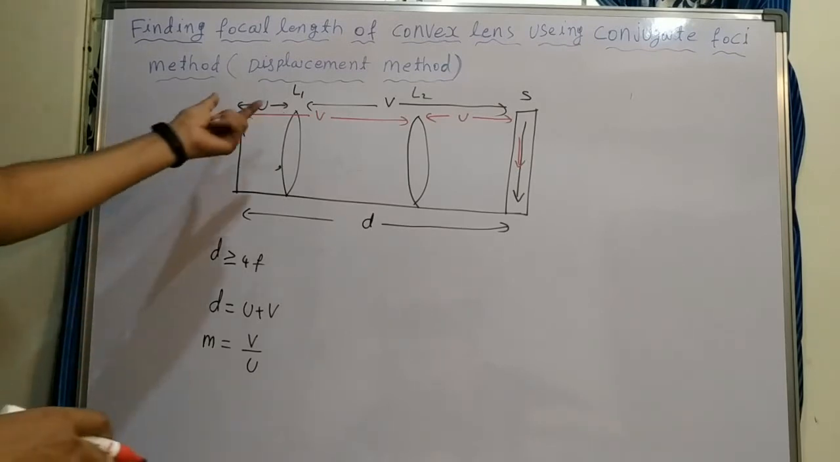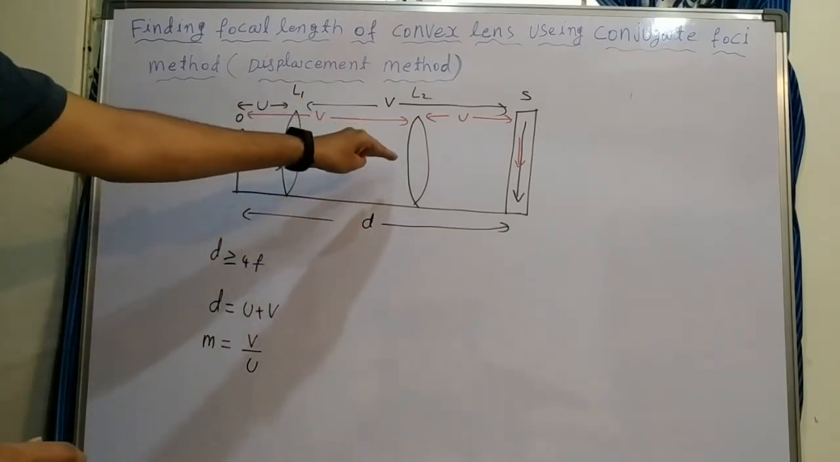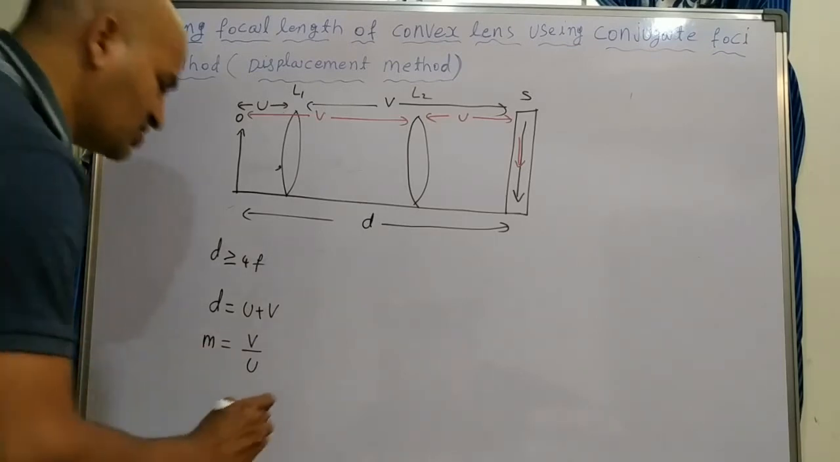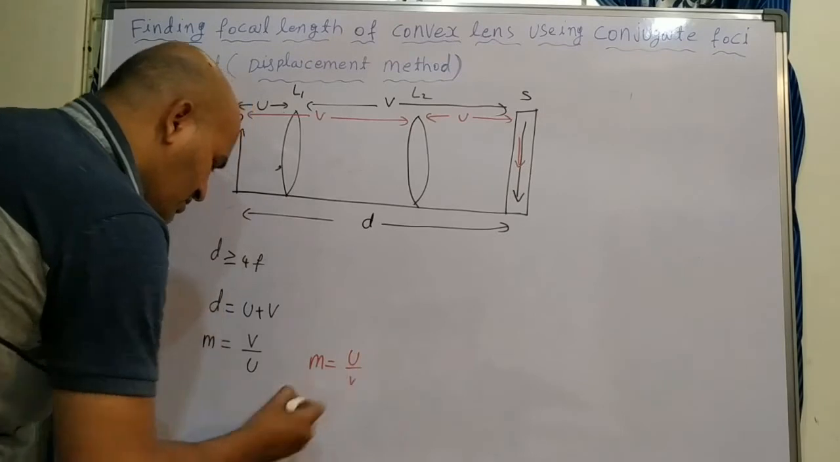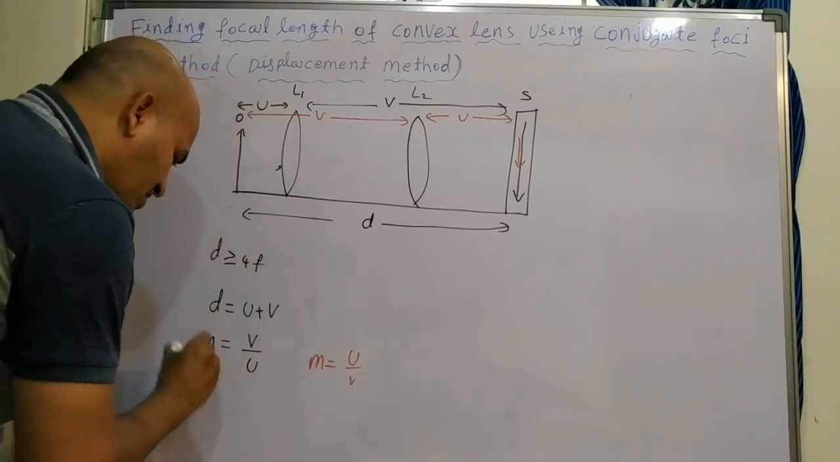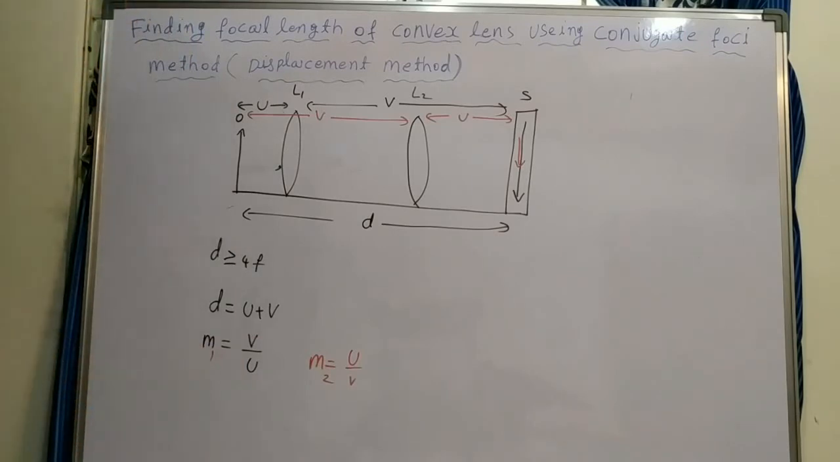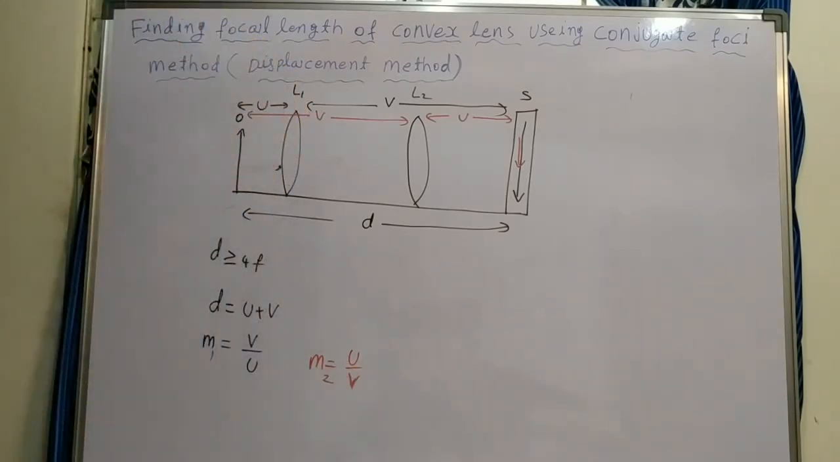Initially object distance is u, image distance is v. Now the object distance is v, and the image forms at u distance. So in this case, of course, d is equal to u plus v only here also, but what is magnification? In this case magnification m is equal to u by v. So two different cases. That's why the first case magnification is m1, and the second case magnification you can take as m2, which is u by v.